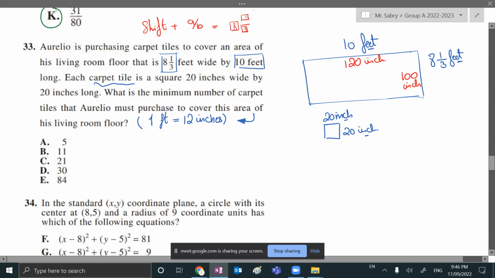Now I got these inches and these inches. I need to get the area of this and divide it by the area of the smaller one. The area here will be 120 times 100, and the area here will be 20 times 20. So 120 times 100 is 12,000 divided by 20 times 20, which is 400. That divided by that gets me 30. The room will need 30 of these small tiles to get entirely covered. Does that make sense?